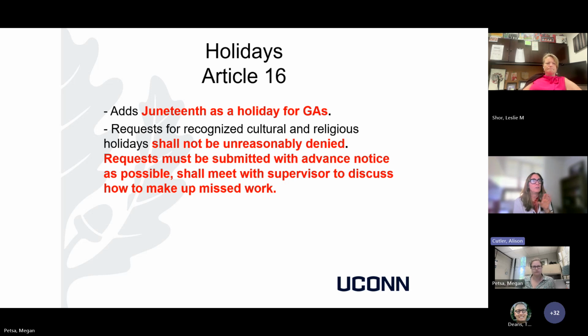And if, for instance, you're a teaching assistant and we need you in the classroom that day, and you have a legitimate reason to say, no, we need to teach this class, for example, then you don't have to give them that time. But they are required to submit their request with as much advance notice as possible. And then part of that discussion would be how to make up the missed work, if they can. Go into the next slide.